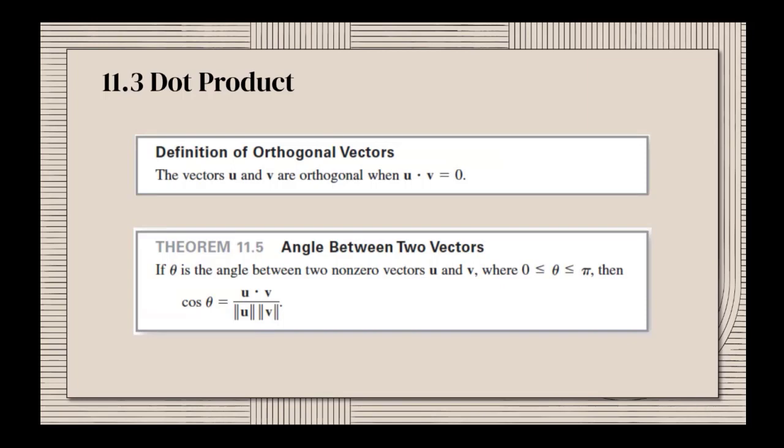And some more rules about dot products include the vectors orthogonal, the definition of orthogonal vectors. So you know that two vectors are orthogonal to each other when the dot product comes out to be 0. And for the angle between two vectors, here's another formula that involves the dot product. So cosine theta is equal to u dot v over the magnitude of u times the magnitude of v. So this can be implemented if you are asked to find the angle between two vectors.